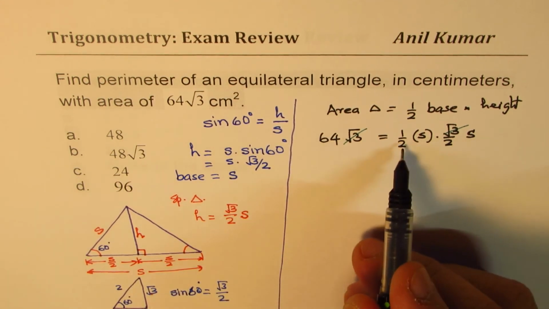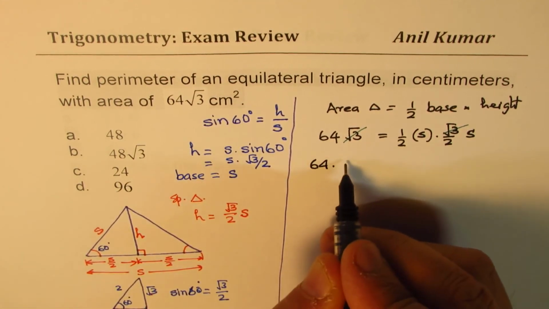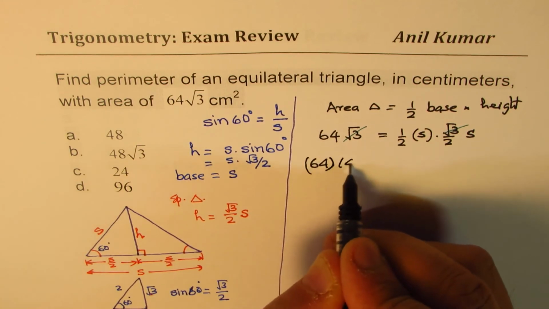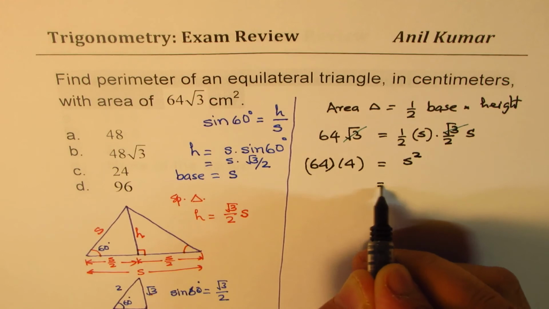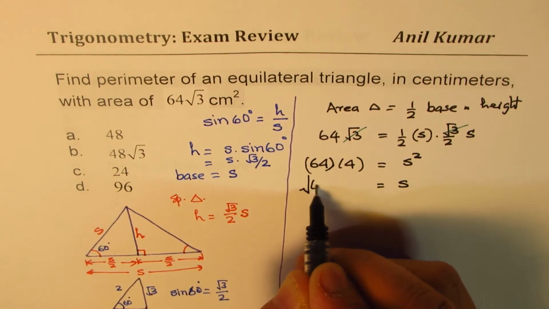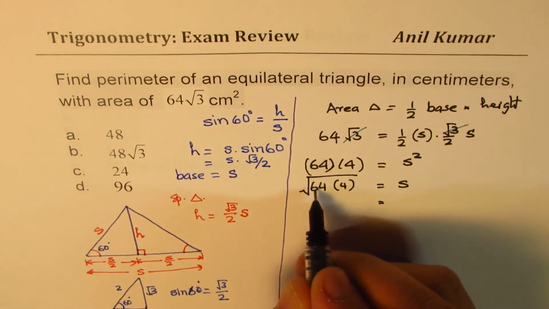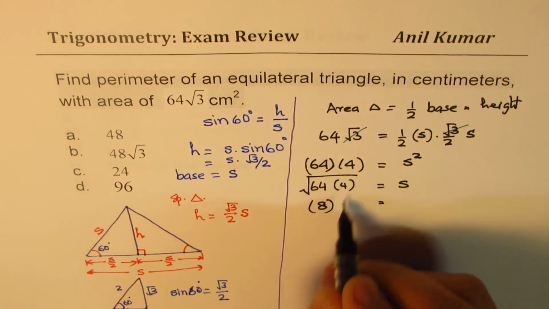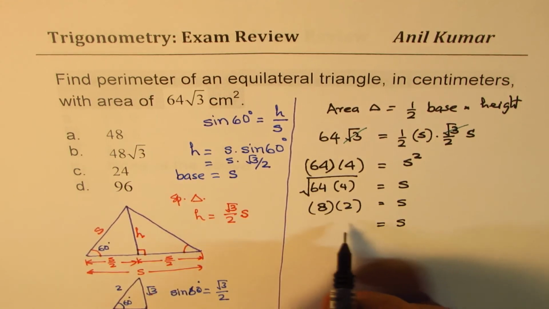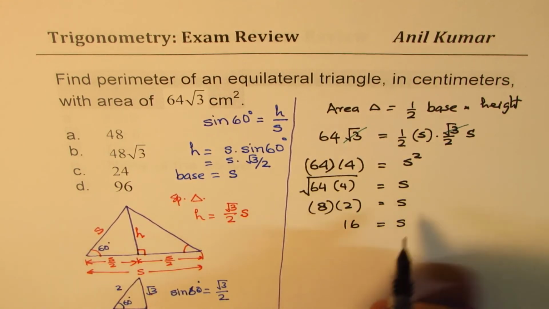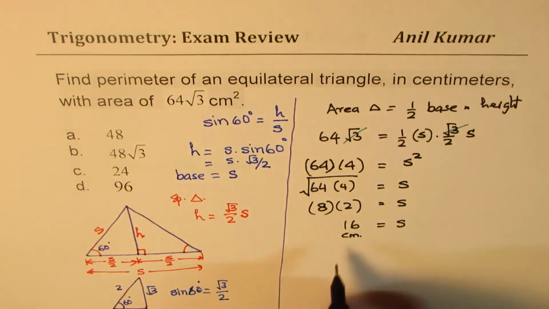So we can now multiply this 4 by 64. What you get here is 64 times 2 times 2, which is 4. Let me write them in brackets. S squared equals this, so the side is the square root of 64 times 4. The square root of 64 is 8 and the square root of 4 is 2. So we know that each side is 16 centimeters.